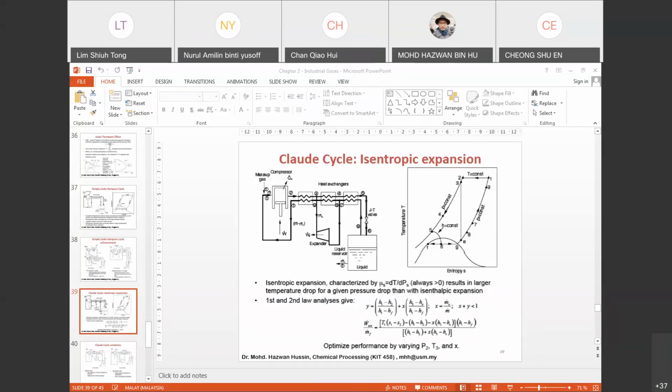Adiabatic. Have you heard about adiabatic process before? Yes, doctor. So what does it mean by adiabatic? No change in heat. Q is equal to 0.